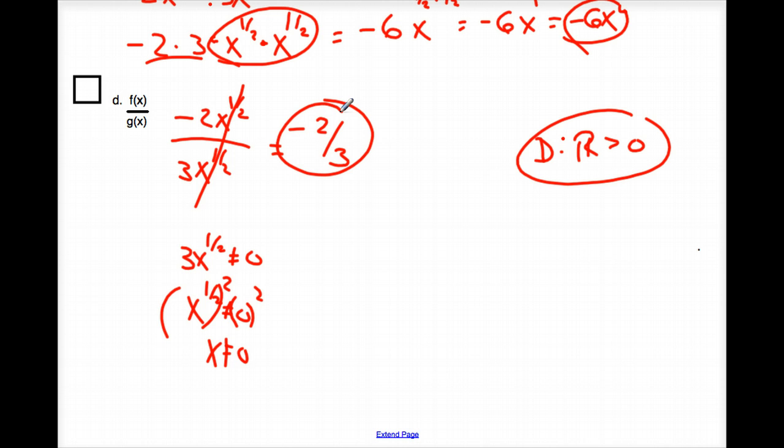So what does this mean? It means if I tell you to plug in x is 100, you're going to get -2/3. If I tell you to plug in x is 99, you're going to get -2/3. If I tell you to plug in x is 2, you're going to get -2/3.